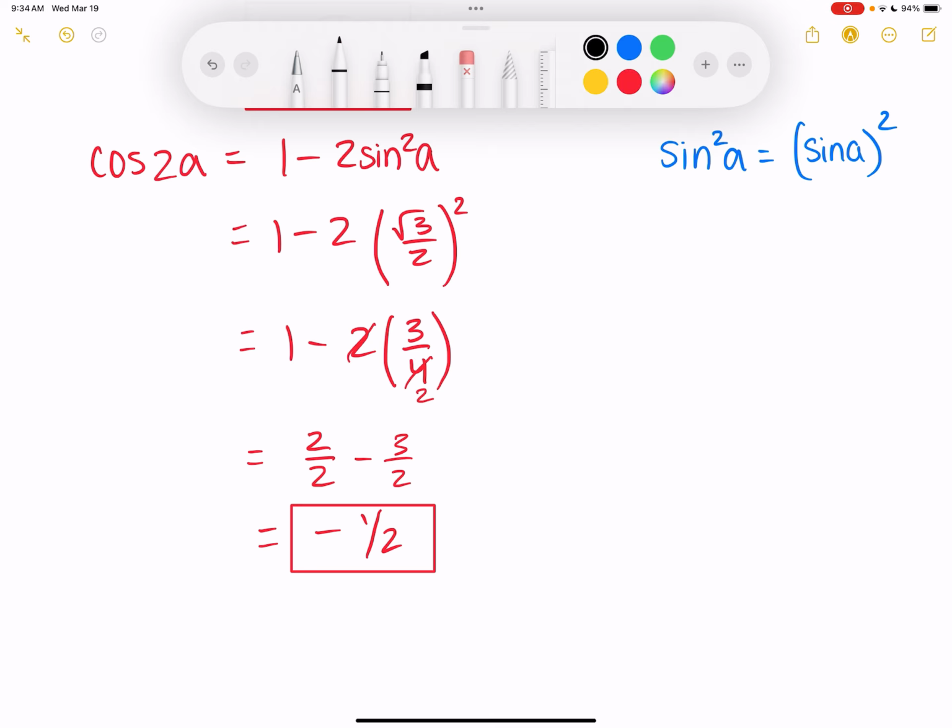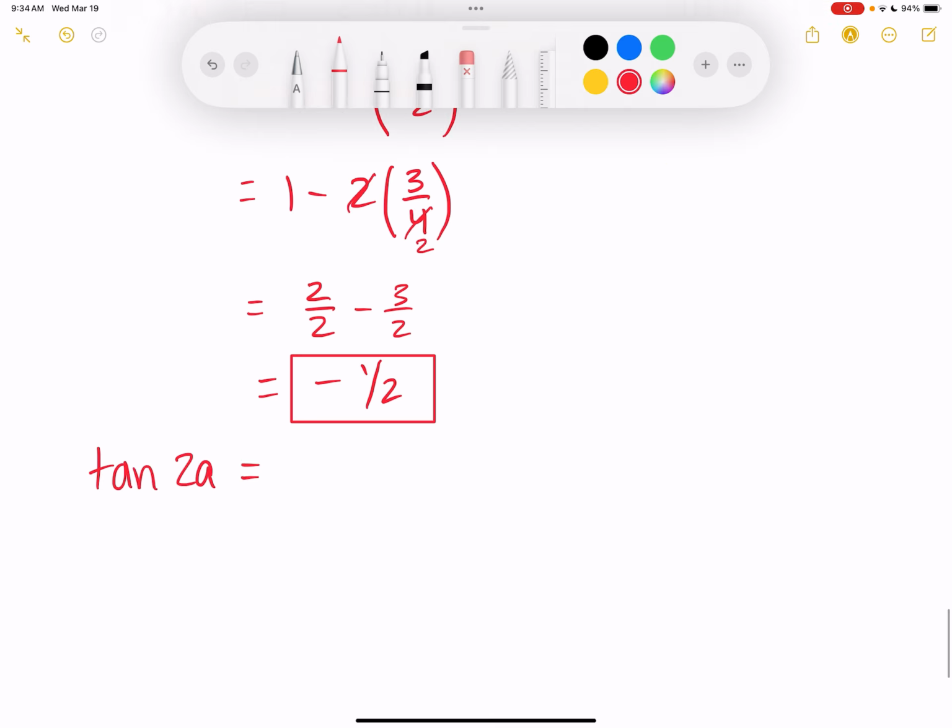Okay, tangent of 2A. Oh, I didn't do this. Alright, tangent only has one formula: 2 tangent of A over 1 minus tangent squared of A.